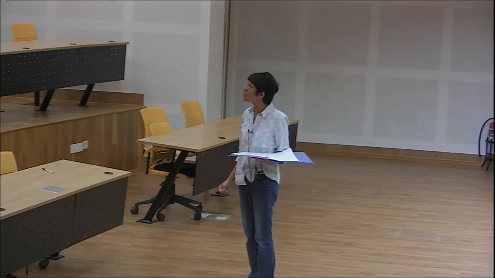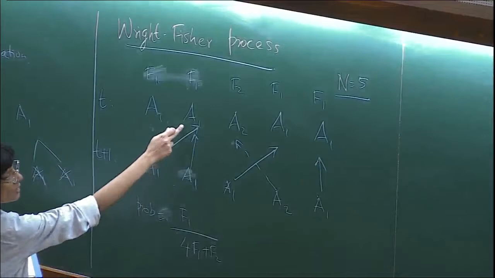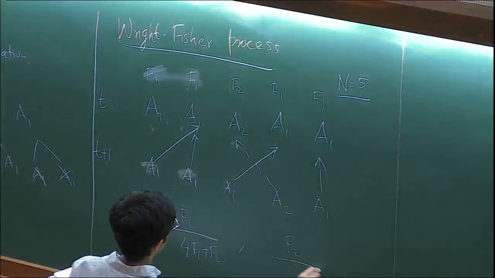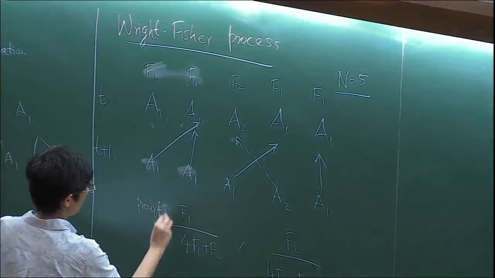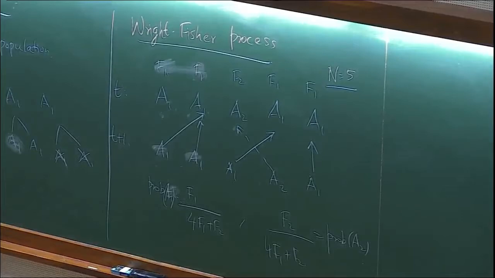So if I ask you to simulate it, could you do it? Is it clear how to do it? We throw these numbers according to the fitnesses. This is chosen with the probability F1 by, this is chosen with the probability F2 by, and so on. Yes or no? Everybody clear? Okay, so I'll ask you a question.